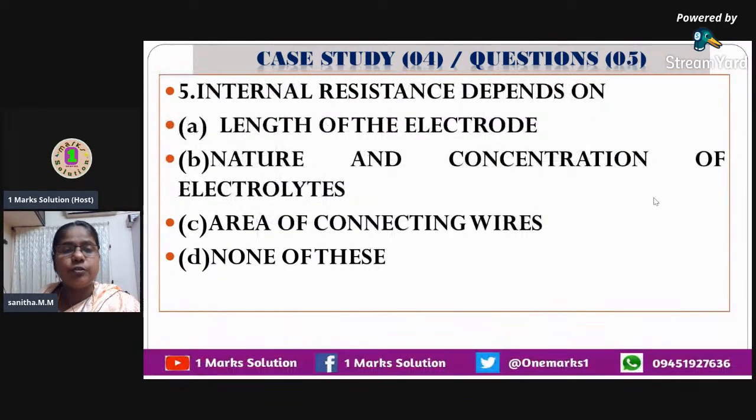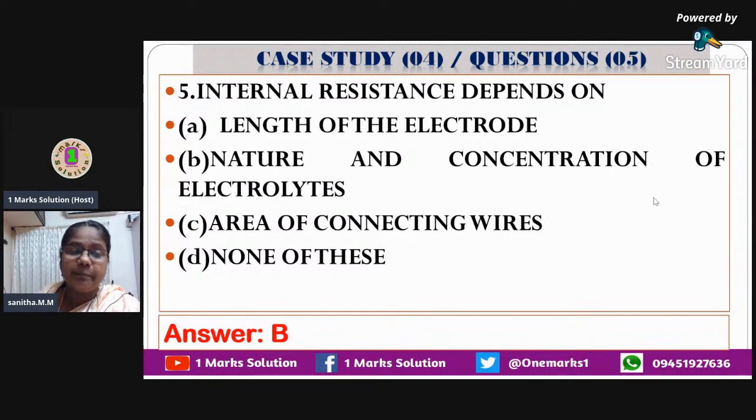Now we can go for the fifth question. Internal resistance depends on. Internal resistance is also very important. Internal resistance depends on 4 factors. You already have studied it. The length of the electrode, no. Length, it does not depend. Nature and concentration of electrolyte, absolutely correct. Why? Because through the electrolyte only the current is flowing, the ions are flowing. So the nature and concentration of electrolyte is one of the dependences of the internal resistance. Then area of connecting wires, no. Connecting wires, no chance. Then none of this. So the answer is option B, nature and concentration of the electrolyte.